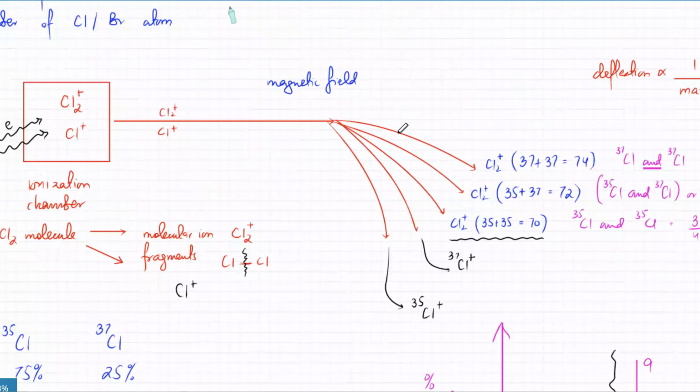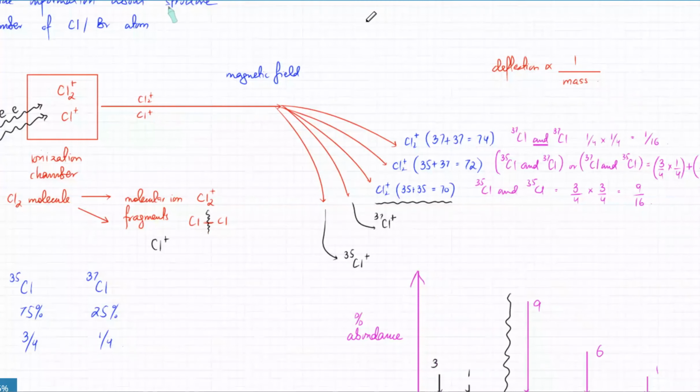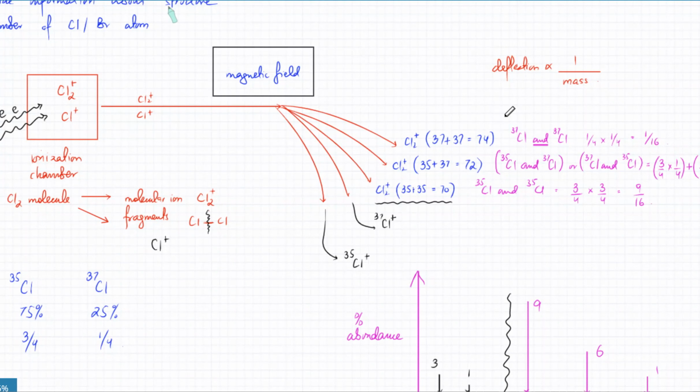The positive ions are turned into a beam, and the beam is deflected in a magnetic field. If you know some physics, charged particles always get deflected in a magnetic field, and the deflection is inversely proportional to mass. Heavier particles would be deflected less, lighter particles would be deflected more. So by looking at the deflection, you can figure out the mass of the particles. So there would be all sorts of particles.